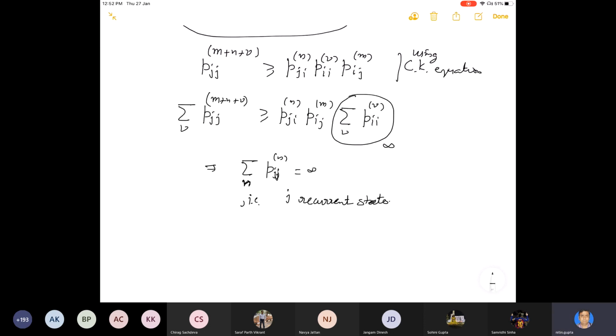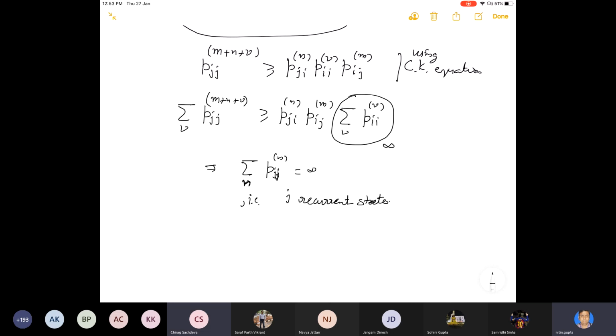Okay, so let us stop here. Next time we will show that if two states communicate, and one is transient, the other will be transient, and some other properties we will show. Any question till now?